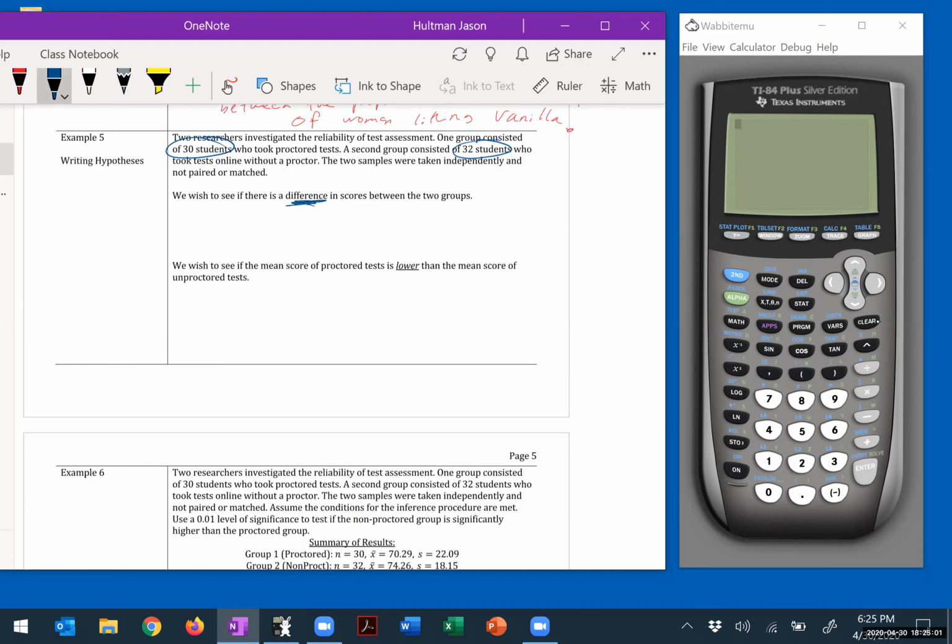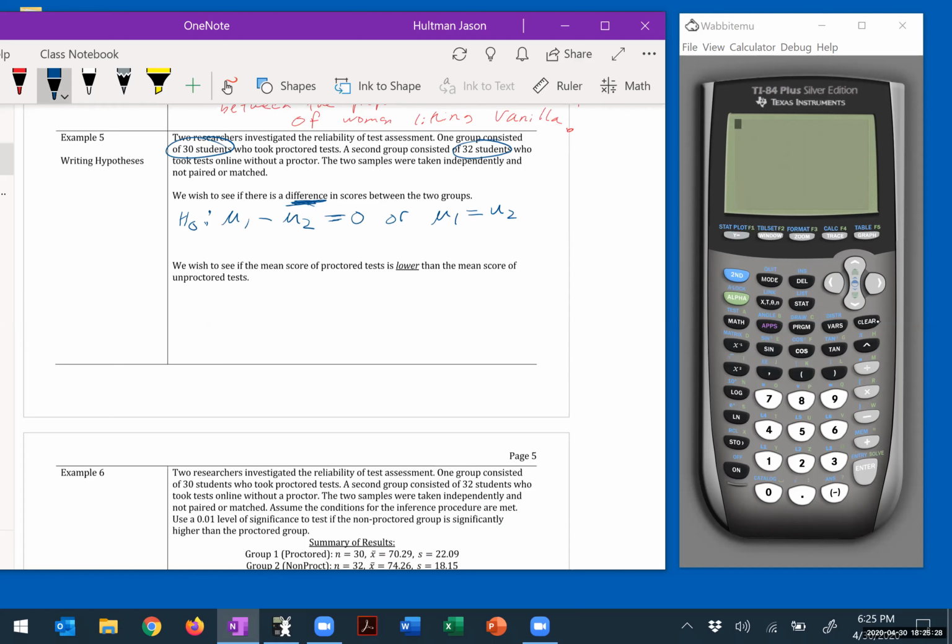So what would be my null hypothesis? My null hypothesis is that there's no difference. Well, what does that look like? Mu1 minus mu2, that's the difference in the means, is equal to 0. Or I could write this as mu1 equals mu2.